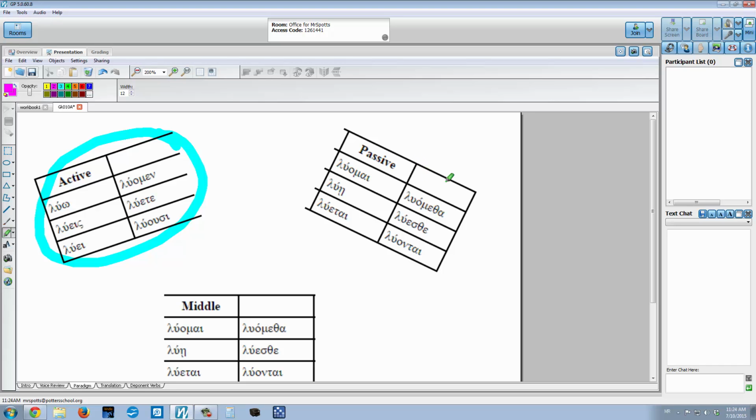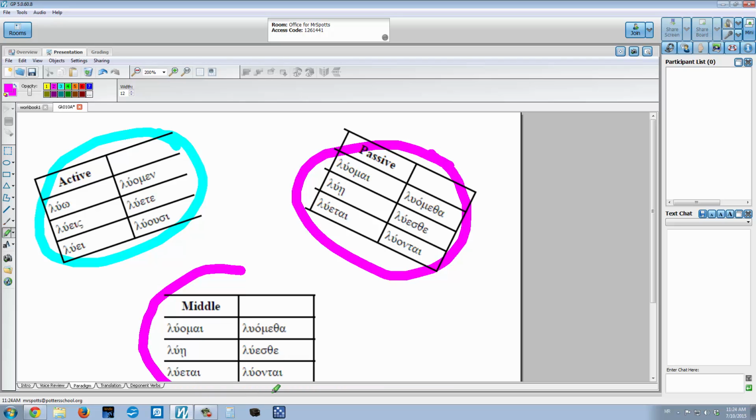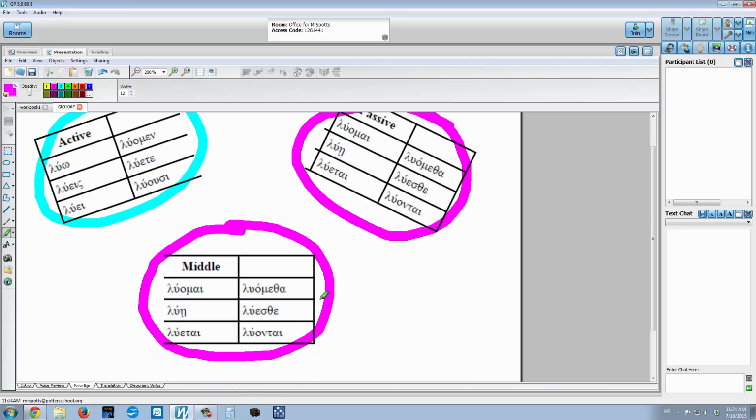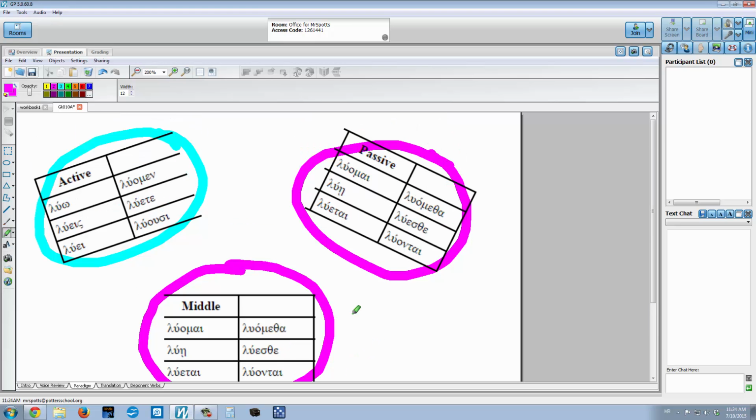But the primary middle or passive endings, omai, ei, etai, ometha, esthe, ontai. And you see those are also used for the middle voice, omai, ei, etai, ometha, esthe, ontai. So those are the primary middle or passive endings. You'll want to get to know them. Notice they just attach to the verb stem the same way the active endings would.